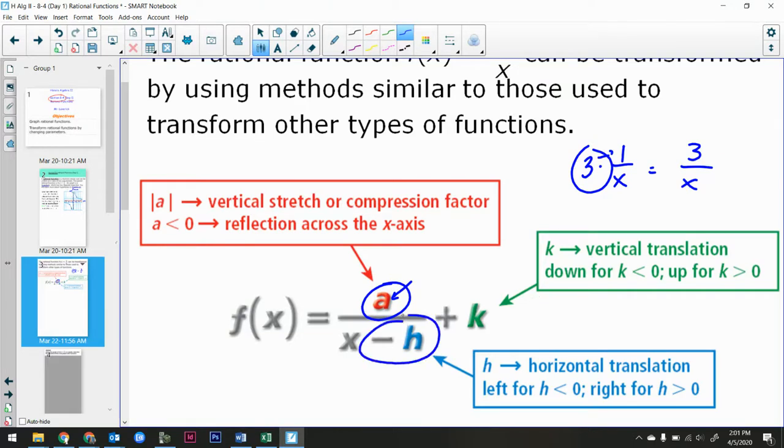Now, if I add or subtract, those are going to be the shifts, right? So if I add or subtract at the bottom, that's a horizontal translation. I'm changing what's inside the x value. So if I make it an x minus 1, it's actually going to go to the right one. If it's an x plus 4, it's going to move to the left 4, just like all horizontal things would have done before.